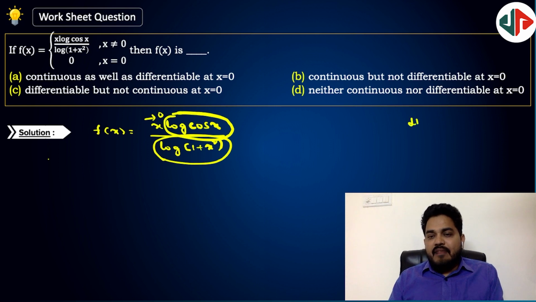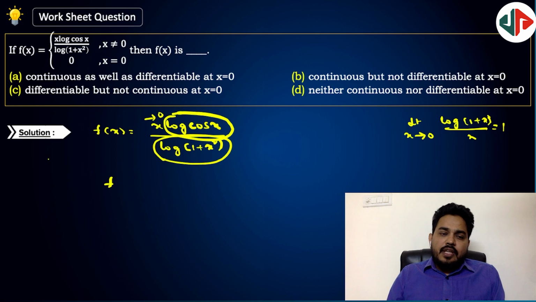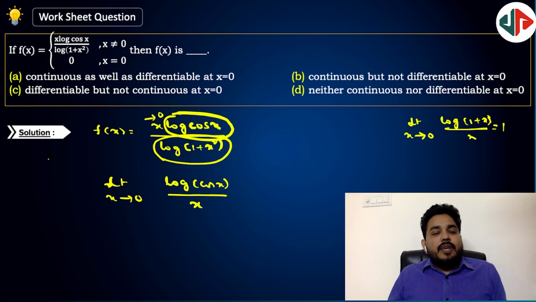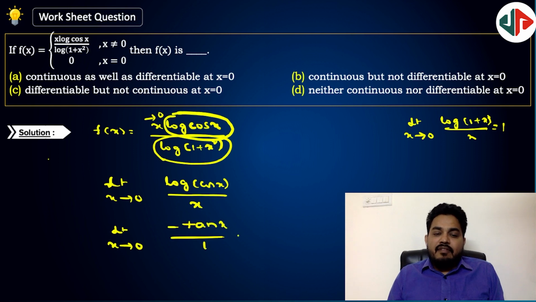But we have limit x extending to 0 of log of 1 plus x by x is equal to 1. So as per that, here you can write limit extending to 0, if I write x squared, you will be getting log of cos x by x squared. So it is 0 by 0 form. Look at here. Limit extending to 0, this is minus tan x by 1, which is equal to 0, the function value. So function is continuous. So this option is ruled out.